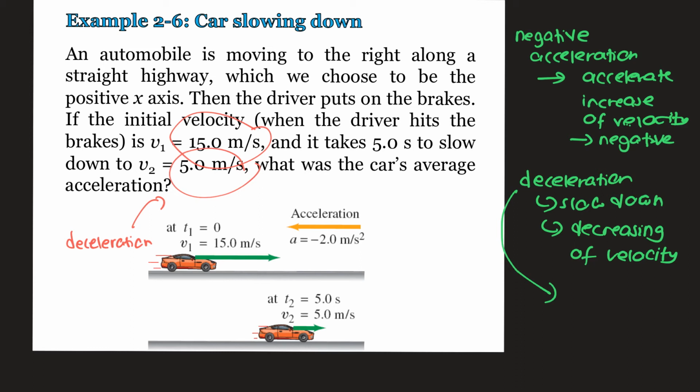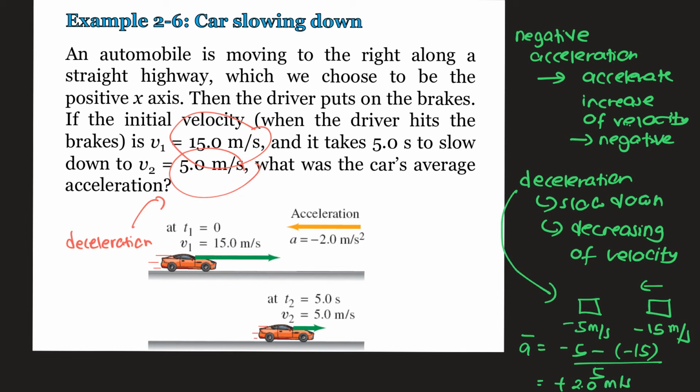For example, you have one car moving to the left, moving with negative 15 meters per second, and then it slows down, still moving to the left, to negative 5 meters per second. So when you put it inside the calculation for the average acceleration, you are going to get negative 5 minus negative 15, divided by the time taken. For example, the time taken is 5 seconds. So you are going to get a positive deceleration. That's why I state that deceleration is not always negative.